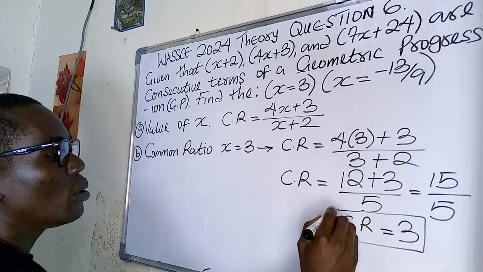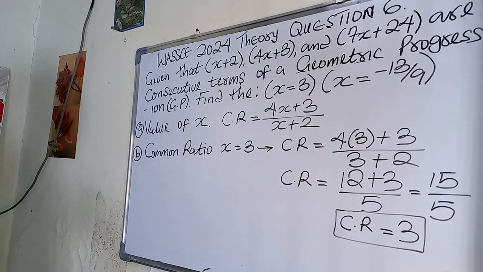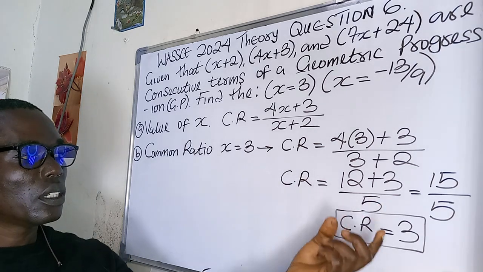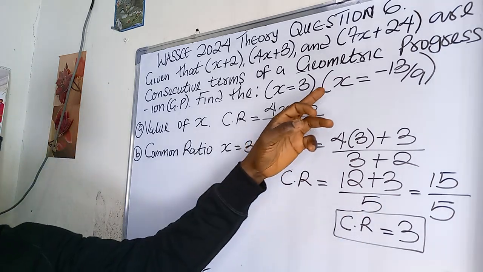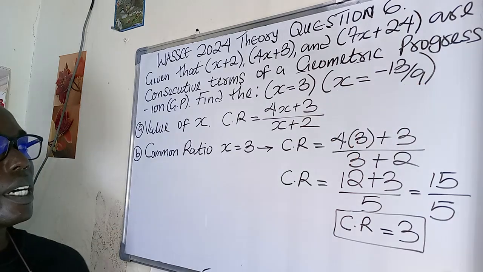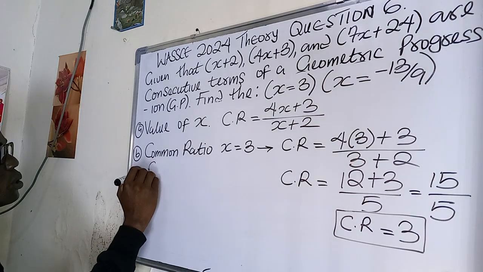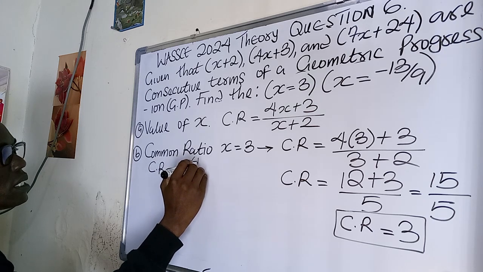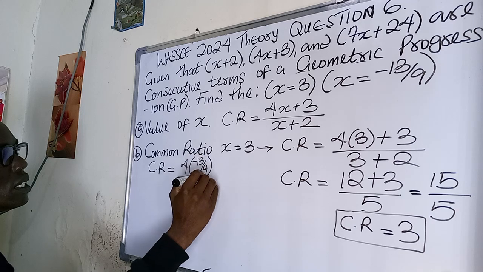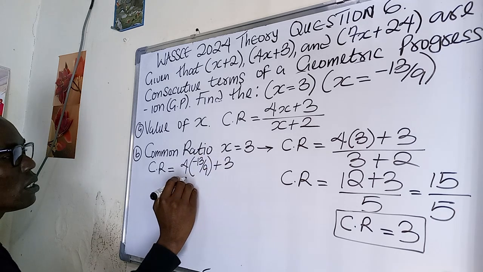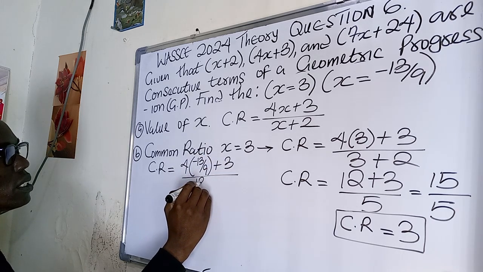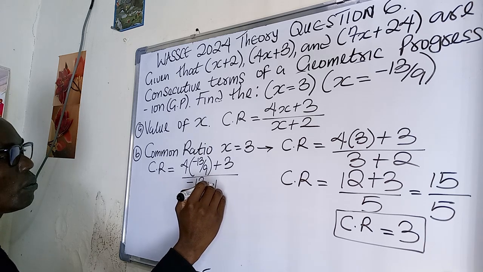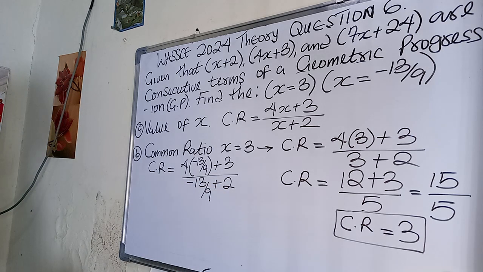So here, the value of x is 3, and our common ratio is 3. Now let's look at if our x is equal to negative 13 divided by 9, what will be our common ratio? Our common ratio will be equal to 4 multiplied by negative 13 divided by 9, plus 3, divided by negative 13 divided by 9 plus 2. Now if we simplify this, we're going to get the value of our second ratio.